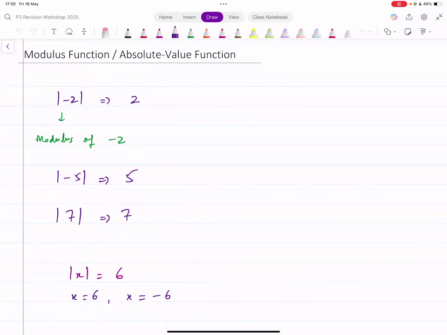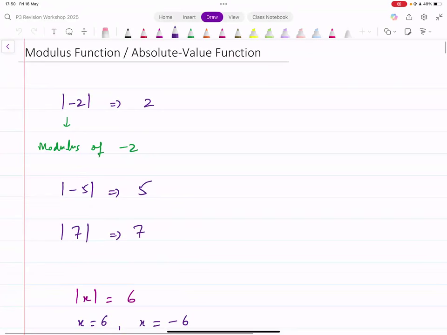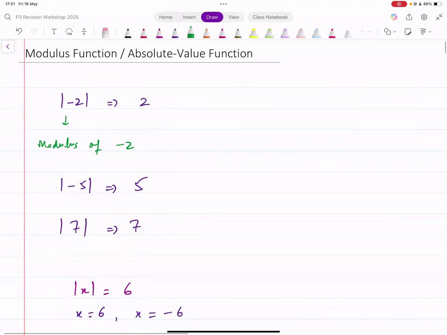So this is the first topic that we've got: modulus function, absolute value function. These are the two names that we've got for this function. The modulus function, you can call this modulus and also absolute value. Now, what does this function do? Whatever this function is applied on, it makes that thing positive. So modulus of -2 is 2. Modulus of -5 is 5. Modulus of 7 is just 7. So if you input something negative, that becomes positive. If you input something positive, that remains positive.